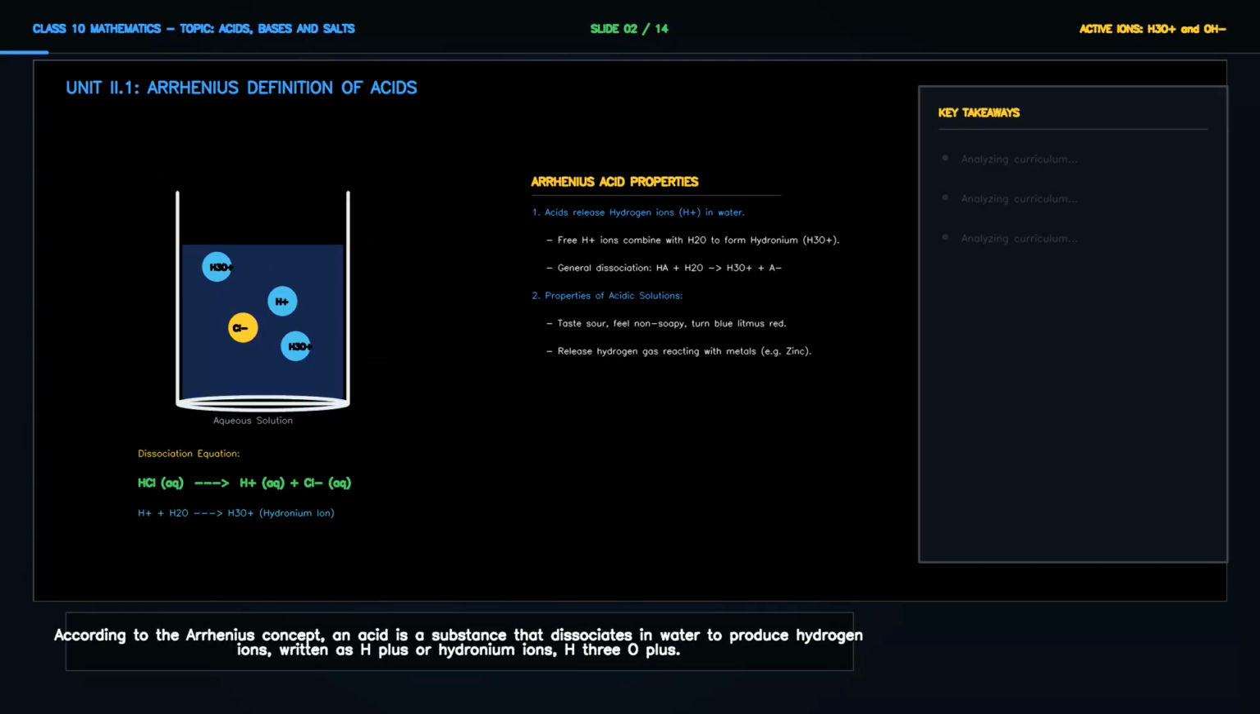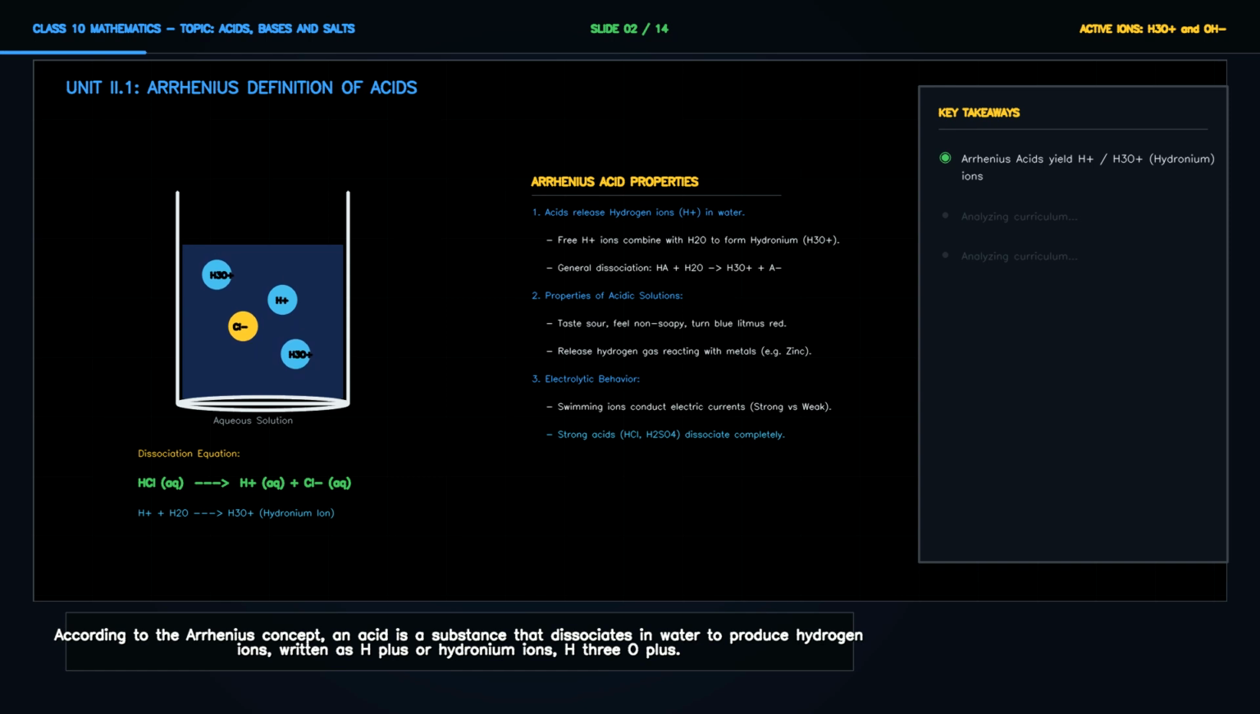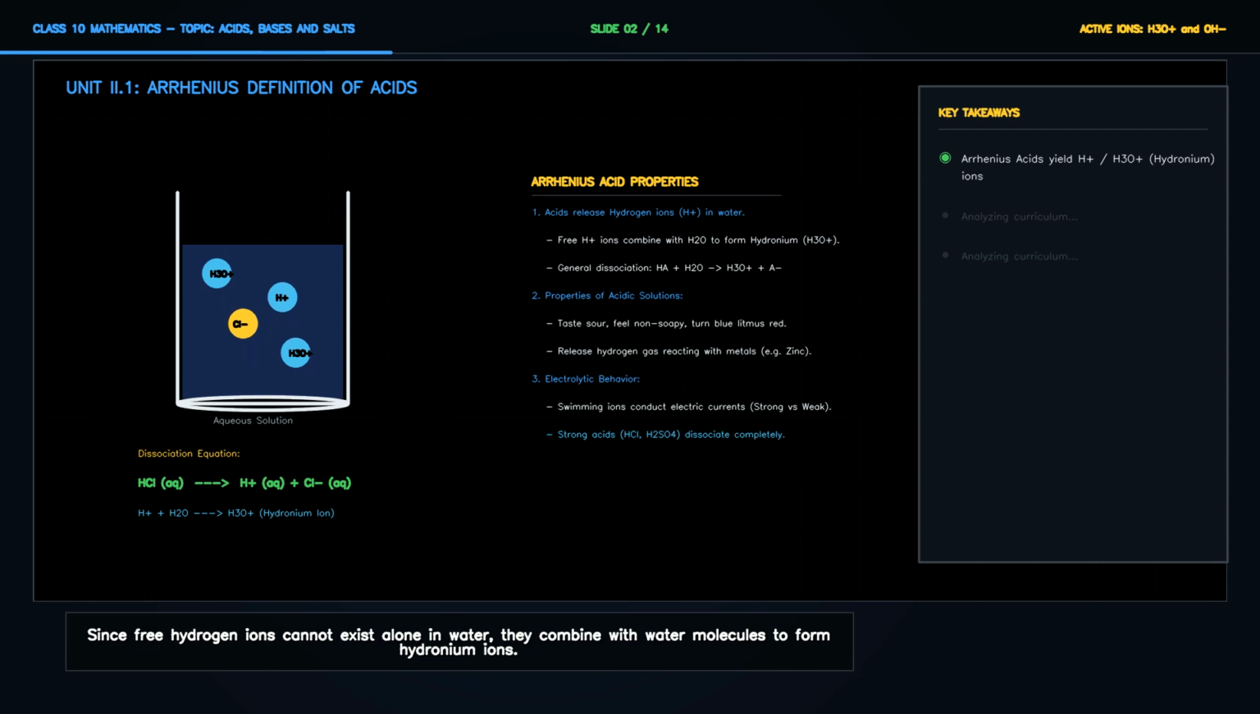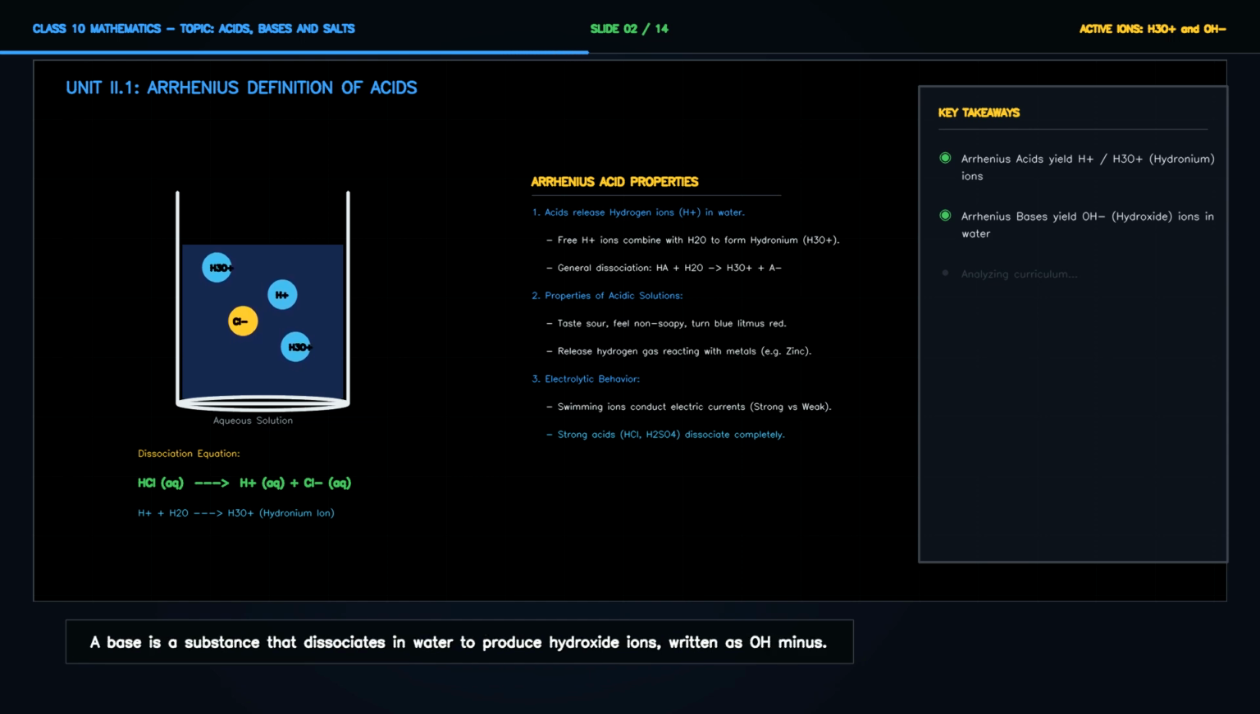According to the Arrhenius concept, an acid is a substance that dissociates in water to produce hydrogen ions, written as H+ or hydronium ions, H3O+. For example, hydrochloric acid gas dissolves in water to split into hydrogen ions and chloride ions. Since free hydrogen ions cannot exist alone in water, they combine with water molecules to form hydronium ions.